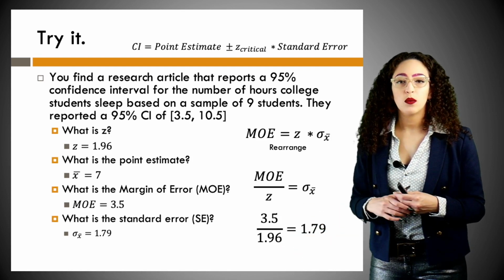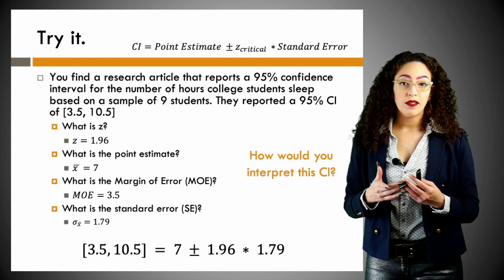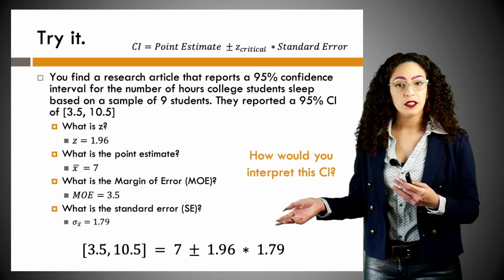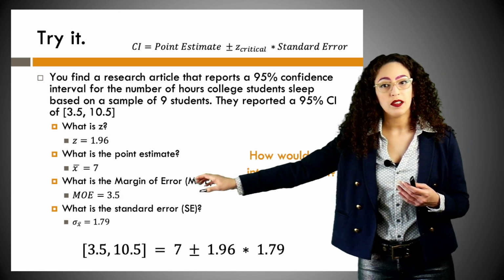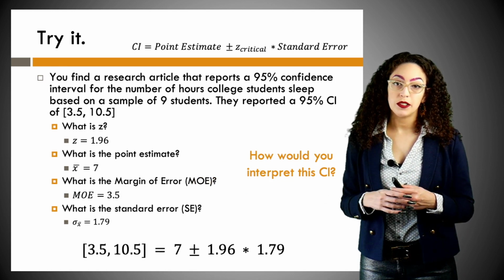And in that case, we get 1.79. That was our standard error. Now we have all of our information, and we see how the researchers got their confidence interval of 3.5 to 10.5. Awesome. But now how do we interpret this confidence interval?